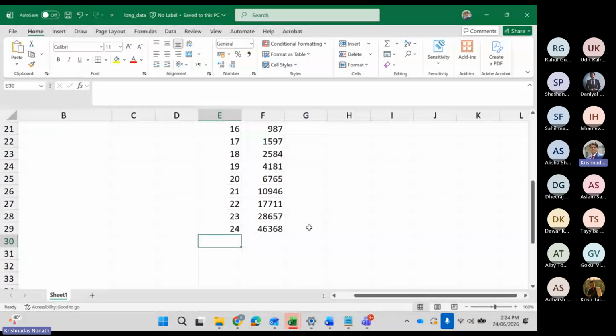Is everyone ready with the data? Okay, here is your task. You have 24 days of data.